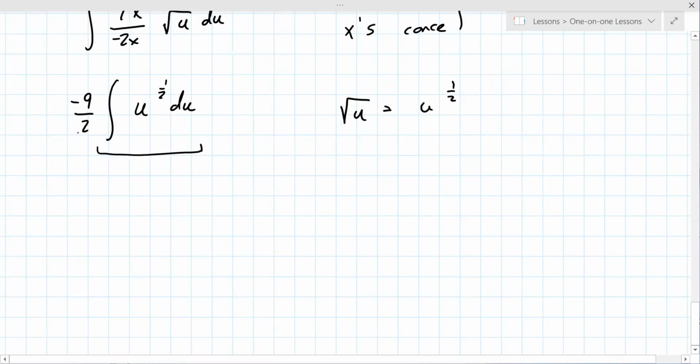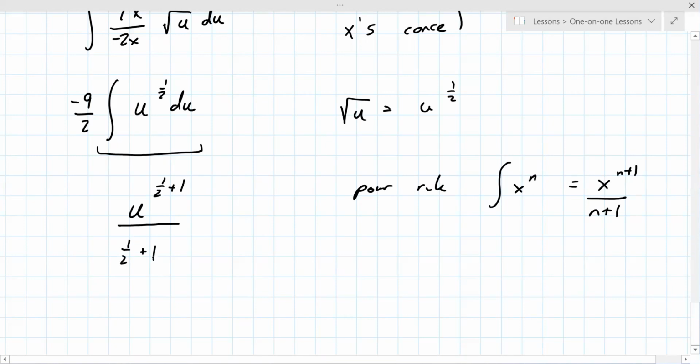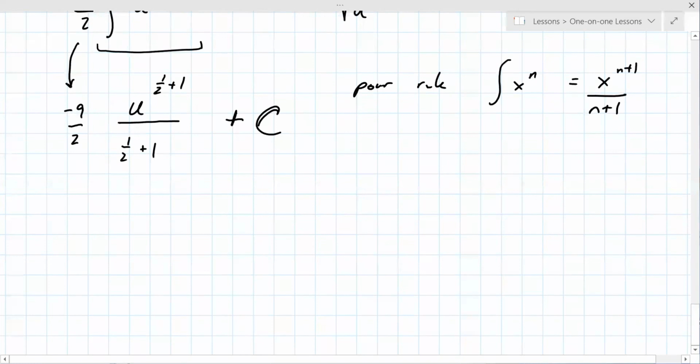This is the part we're taking the integral of, not this number out in front, just this. So this is power rule. Power rule for integrals says the integral of x to the n is equal to x to the n plus 1 over n plus 1. So you have to add 1 to the 1/2. So it's u to the 1/2 plus 1 over 1/2 plus 1. And then this -9/2 comes down. And then you have this plus c. Okay. Okay, so this is -9/2 u to the 3/2 over 3/2 power.